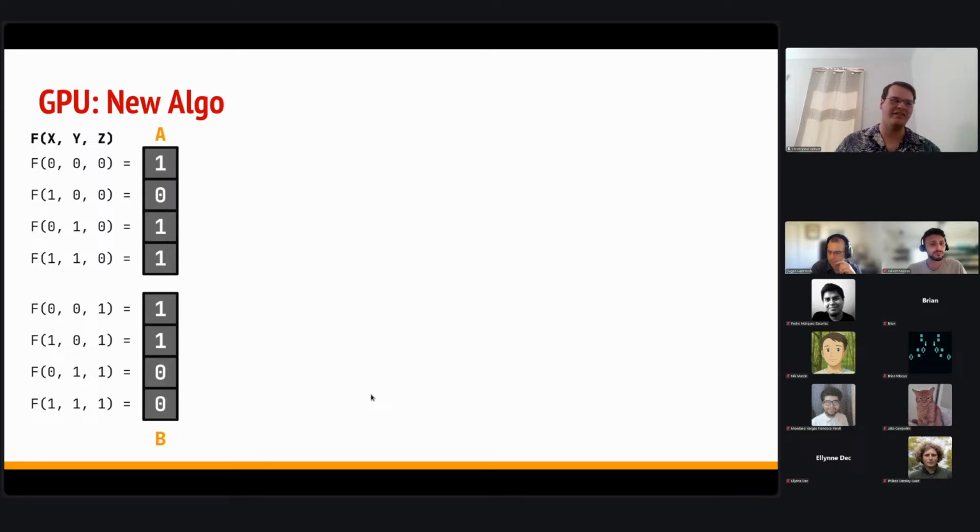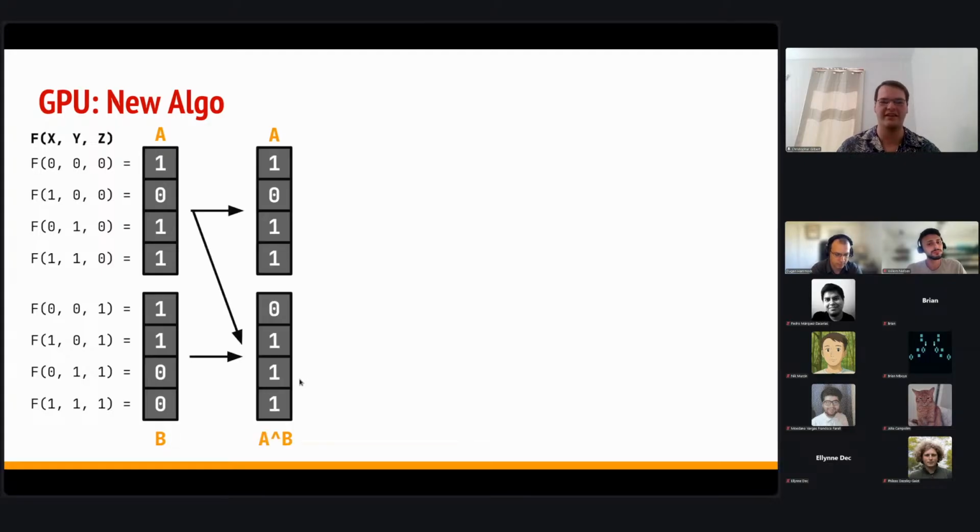But this involves 3 gates, an AND gate, and 2 OR gates, and a NOT gate, so 4 gates actually. But you can do this a bit more efficiently by XORing the top and the bottom half together. And that way you can just say, use the top and XOR it with the last variable and the bottom. And so that just gets rid of some of those gates.